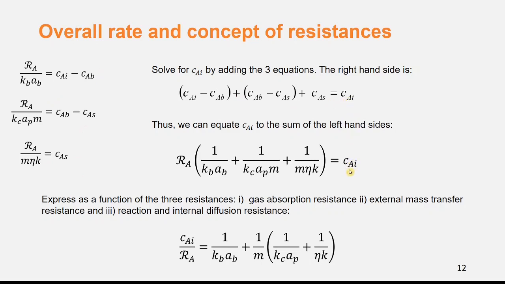So that is equal to the sum of the left-hand sides. So the sum of the left-hand sides is this. Okay, so we have RA multiplied by this term in the bracket. So 1 over kBaB plus 1 over kCaPm plus 1 over m eta k. So we just summed up the left-hand side and we factored out capital RA because we have capital RA in each of the equations.